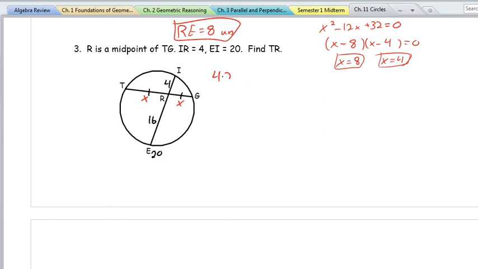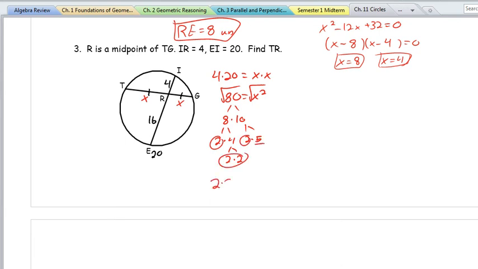So now we're just going to go ahead and do 4 times 20 equals X times X, so 80 equals X squared. We always assume exact answers. You'll find that the square root of 80 doesn't work out. We can break it up into an 8 and a 10, 2 and a 4, break that up. So we have a pair of 2's there, a pair of 2's there, 5 alone. So 2 comes out, another 2 comes out, a 5 stays inside, so our answer would be TR is equal to 4 radical 5.